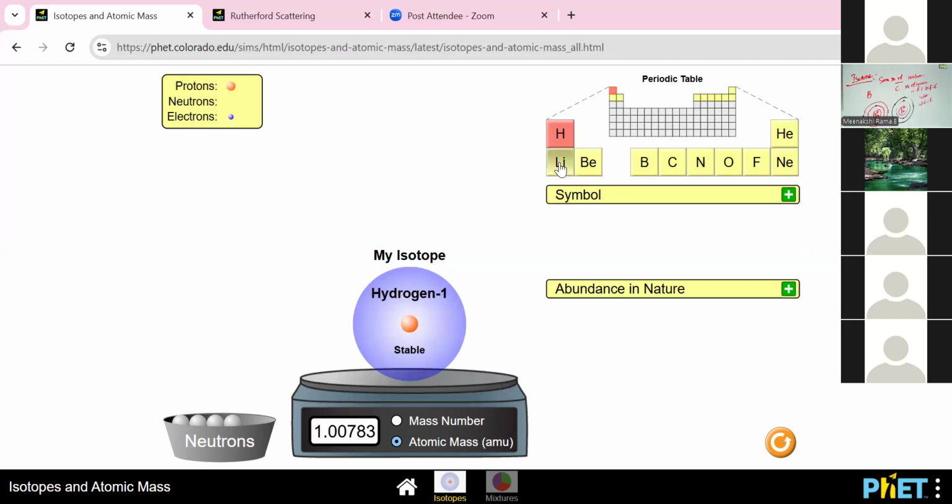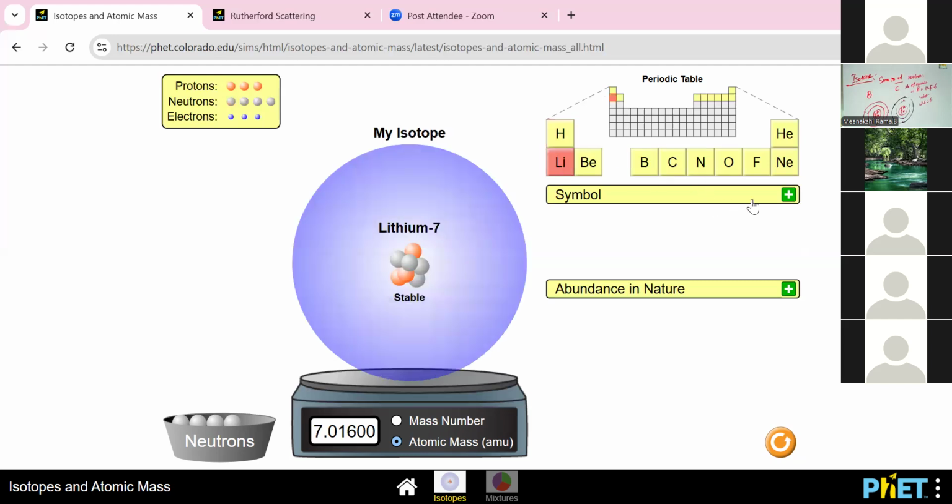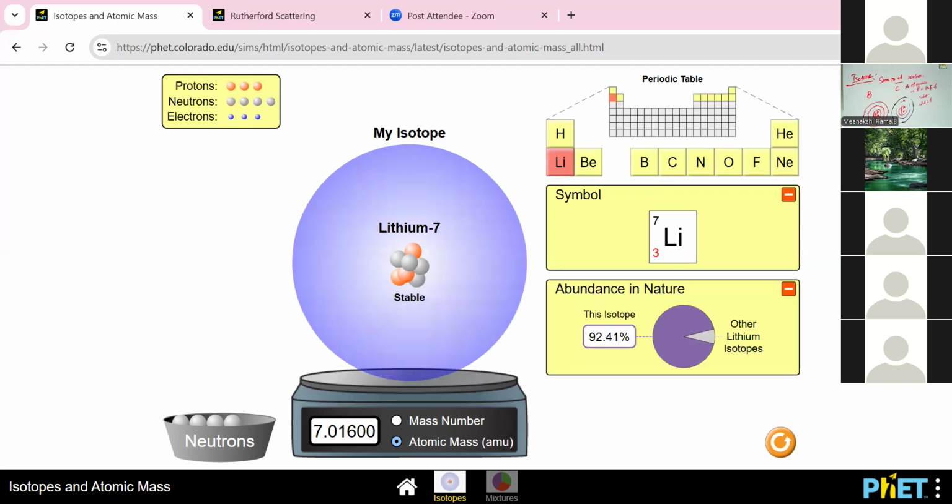Now I'm choosing lithium. The symbol of lithium is Li. We can see its mass number and atomic number. The natural abundance of this lithium isotope is 92.41%.